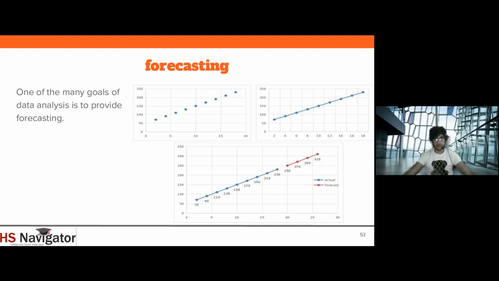Okay, next let's look at forecasting. One of the many goals of data analysis is to provide forecasting. As you can see, based on this scatter plot we have here, we can make a line of best fit after looking at that trend. And based on the line of best fit, we can predict that this pattern will continue to happen in the near future and forecast these red dots. That's a prediction.